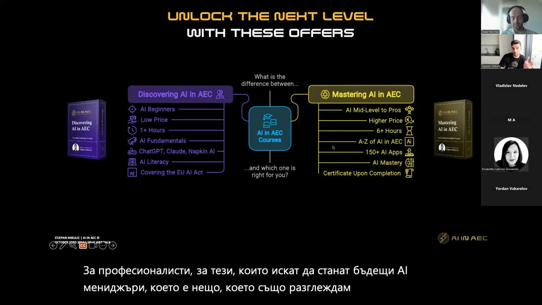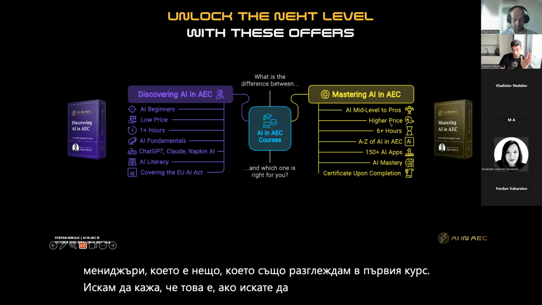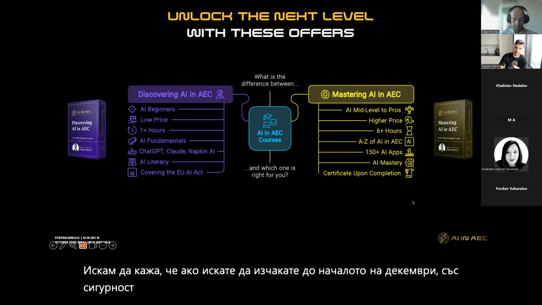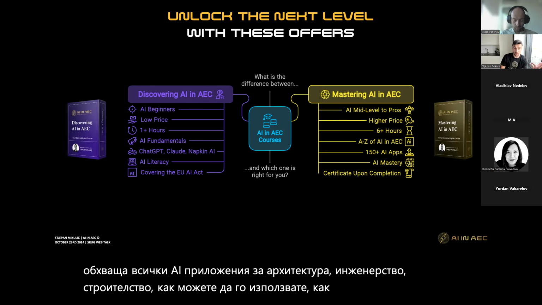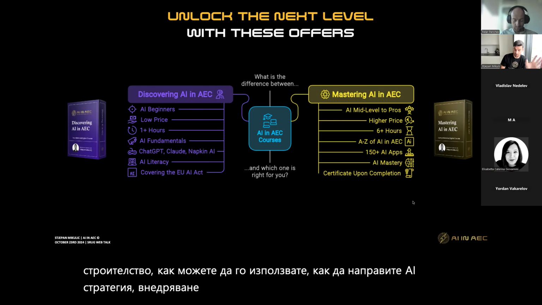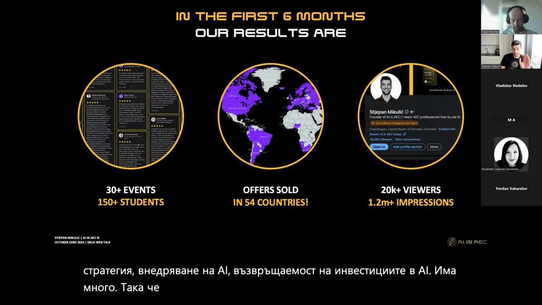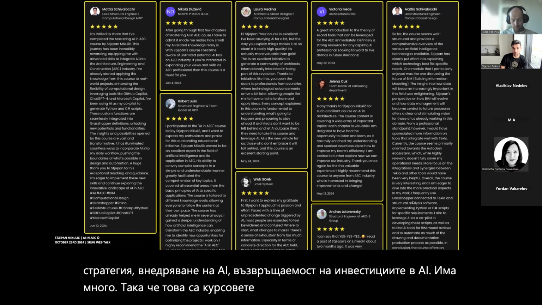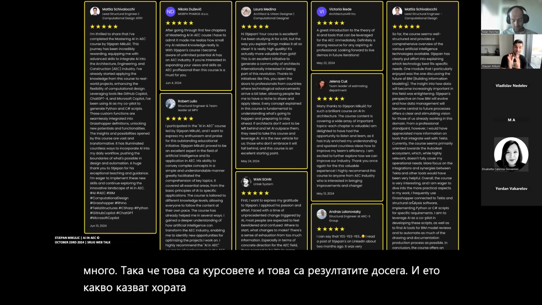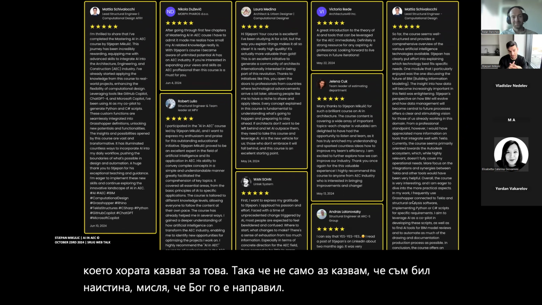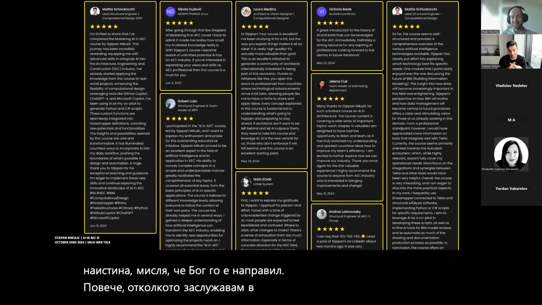So if you want to wait it out until early December, sure, do that. It's more expensive, but it covers a lot. It covers all the AI apps for architecture, engineering, construction, how you can use it, how to make an AI strategy, AI implementation, ROI of AI. There's a lot. So these are the courses, and these are the results so far, and this is what people say about it. So it's not only me saying. I think God has blessed me more than I deserve in my life. So yeah, it's really amazing with this business.